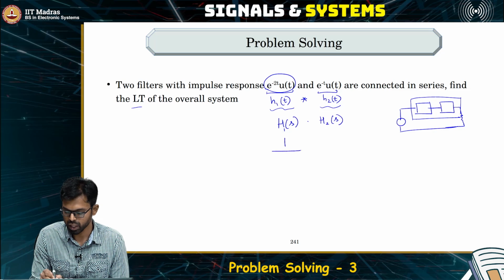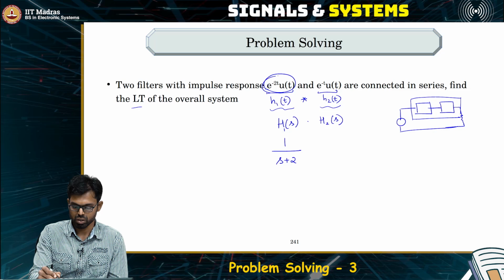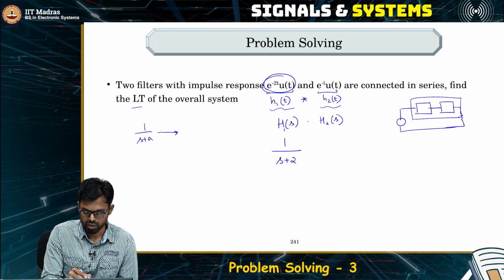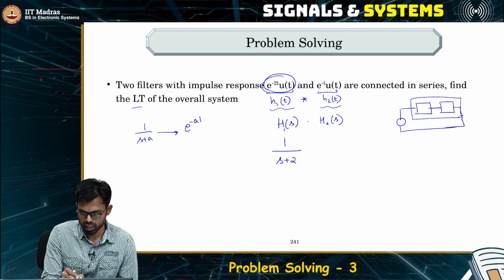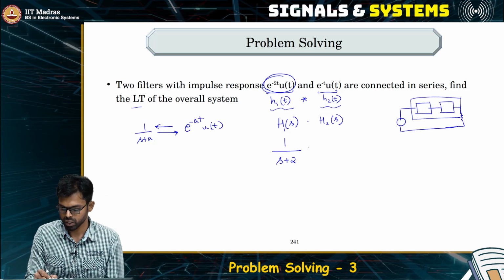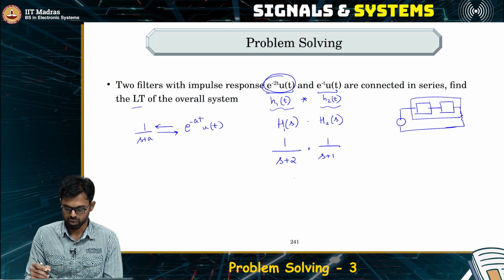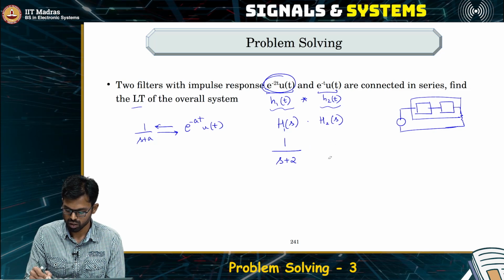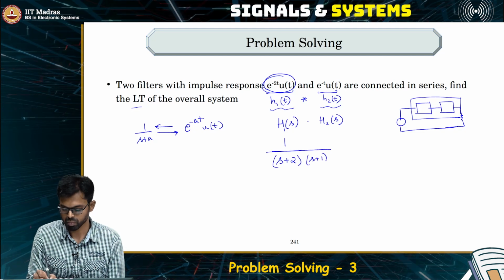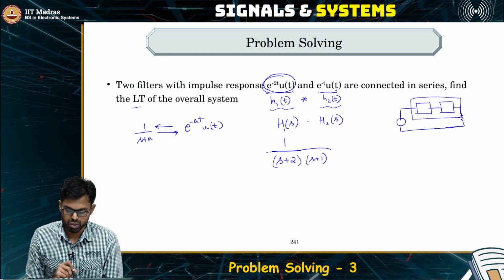It is 1 by s plus 2. We can directly write it because we know that 1 by s plus a has an inverse Laplace transform of e power minus at u of t, and the other way around. So from this we can safely say the Laplace transform of the system that we are looking for looks like this. But this is not complete yet because we have to define what the ROC is.